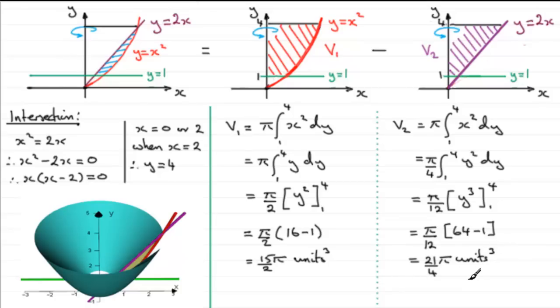So this puts us in a position now to work out the final volume of the solid. So therefore, we can calculate the final volume. We'll put therefore volume equals, and all we need to do is subtract our two volumes. That's 15 pi over 2 for this volume, V1, and from this we subtract 21 pi over 4. And what we get is 9 pi over 4. And that's our volume of our solid. 9 pi over 4 units cubed.